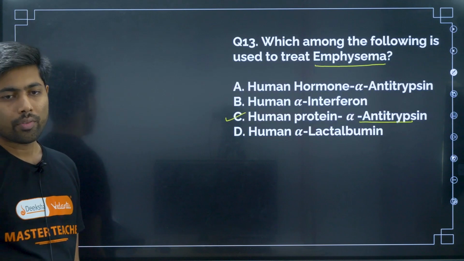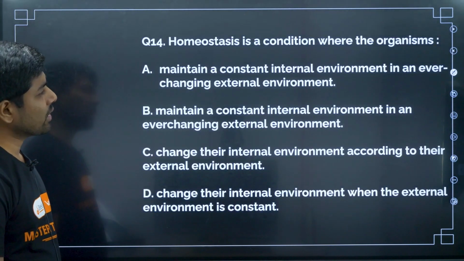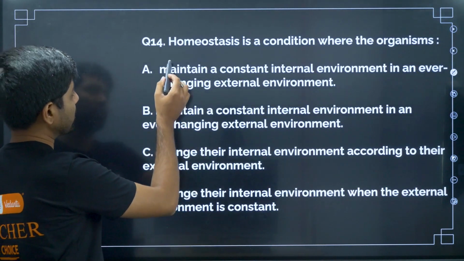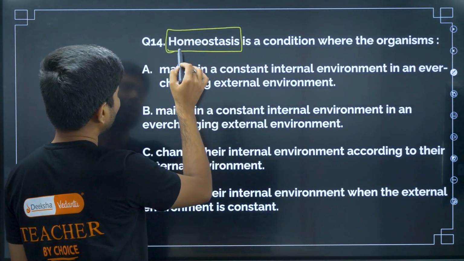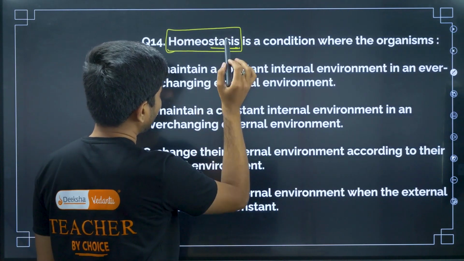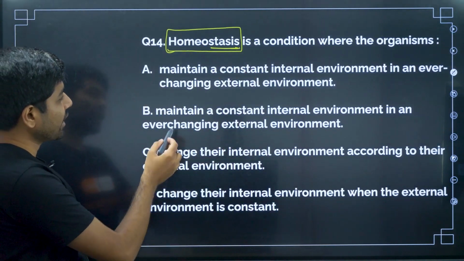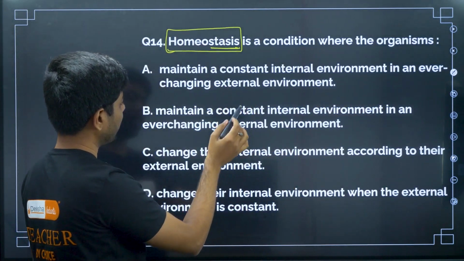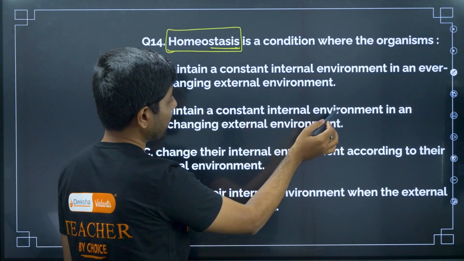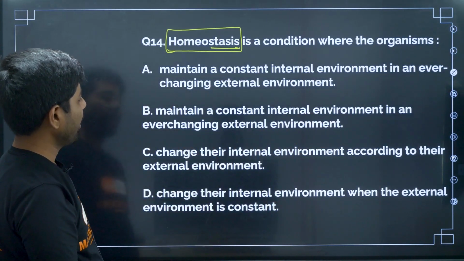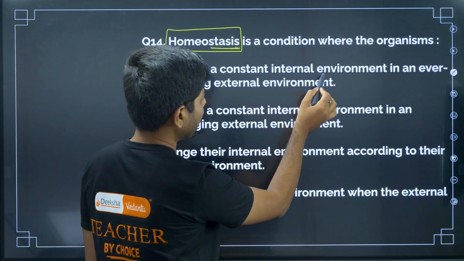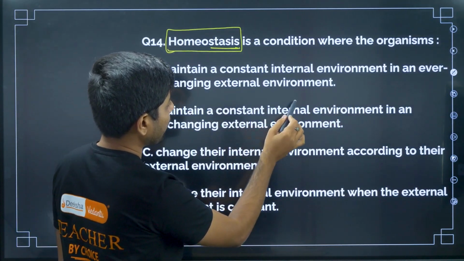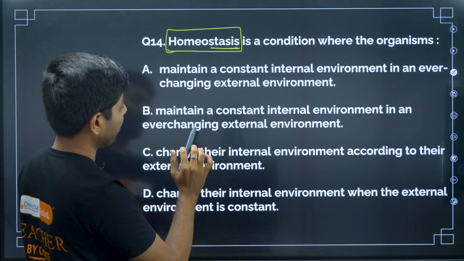It's a direct question from NCERT. Now question number 14 is a very simple question that you've been learning since your school days. Homeostasis. Homeo meaning same or constant. Stasis. Homeostasis, what is it? Maintaining a constant internal environment in an ever-changing external environment.